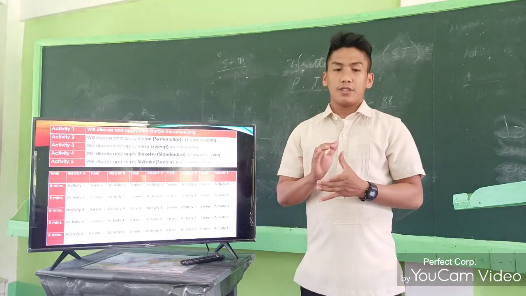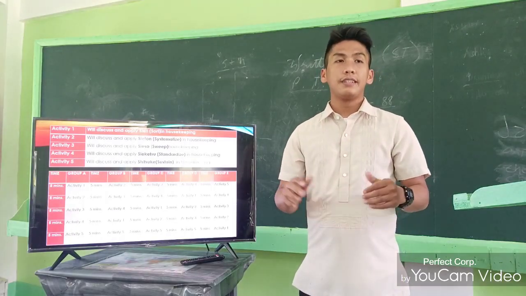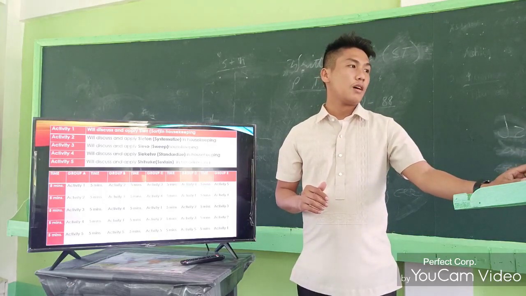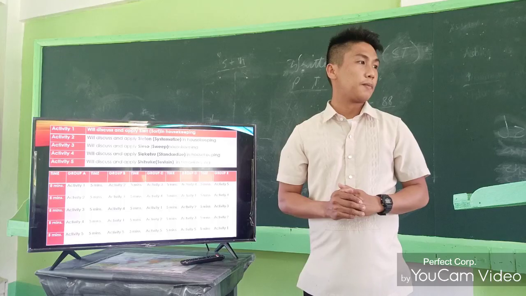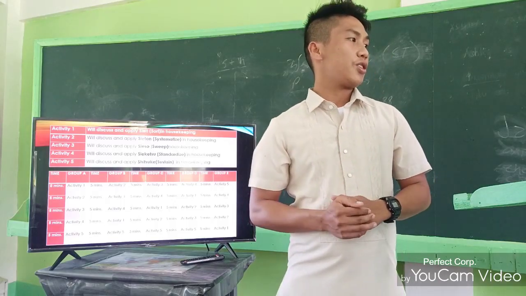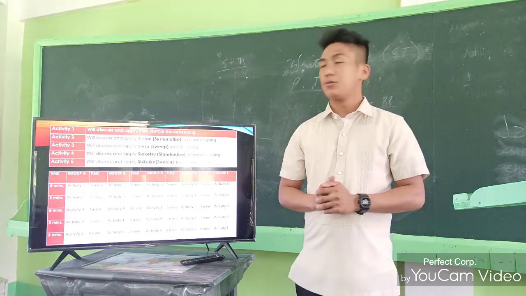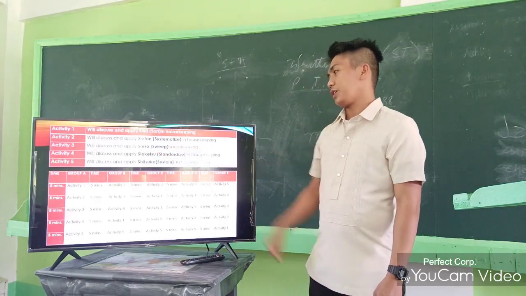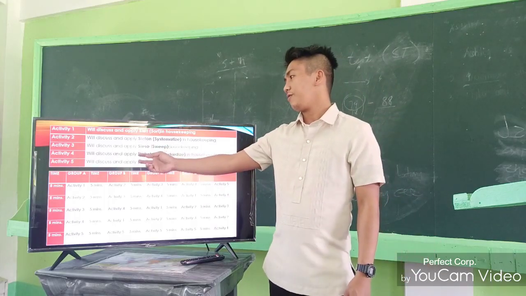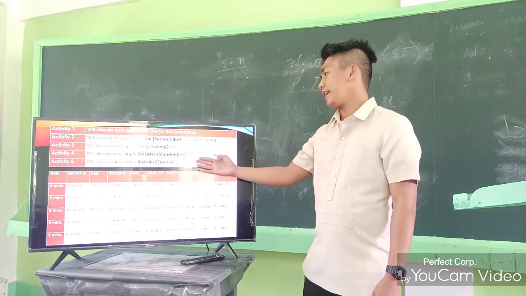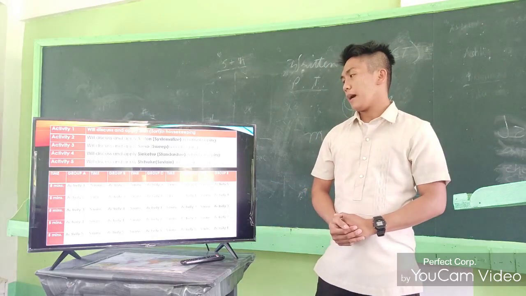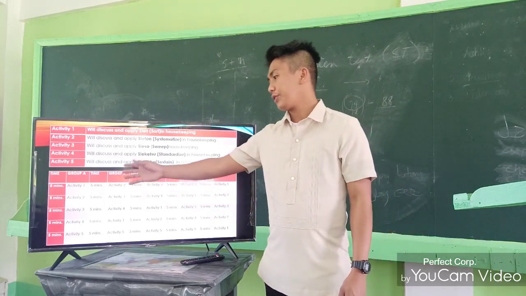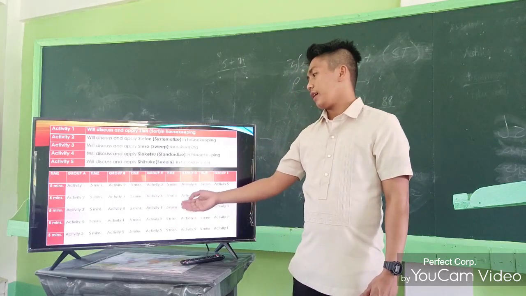Okay, so you are going to perform the 5S. The activity 1 you are going to discuss and apply Seiri or sort in housekeeping. Then the activity 2 will discuss and apply also the Seiso, sweep, housekeeping. And as well as the activity 3, 4, and 5, you are going to apply the 5S in housekeeping.